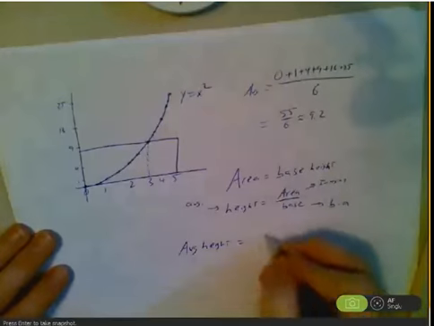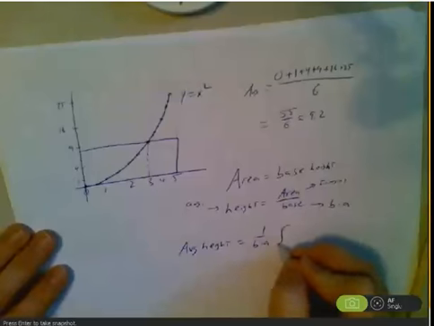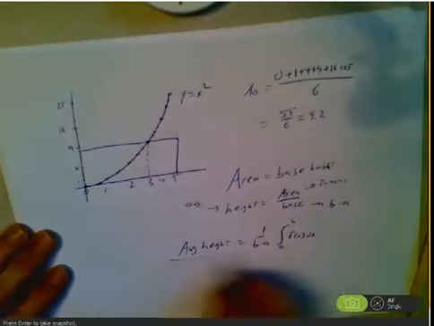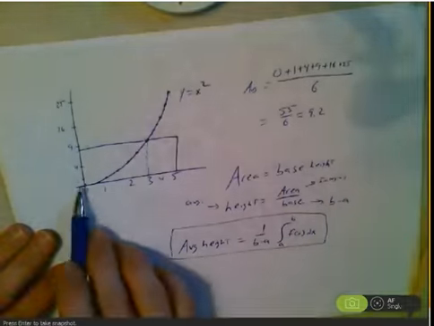Okay, here comes a little summary. The average height is going to be the area divided by base. So 1 over b minus a is like dividing by base, and our area is our integral. And that is essentially our average value.